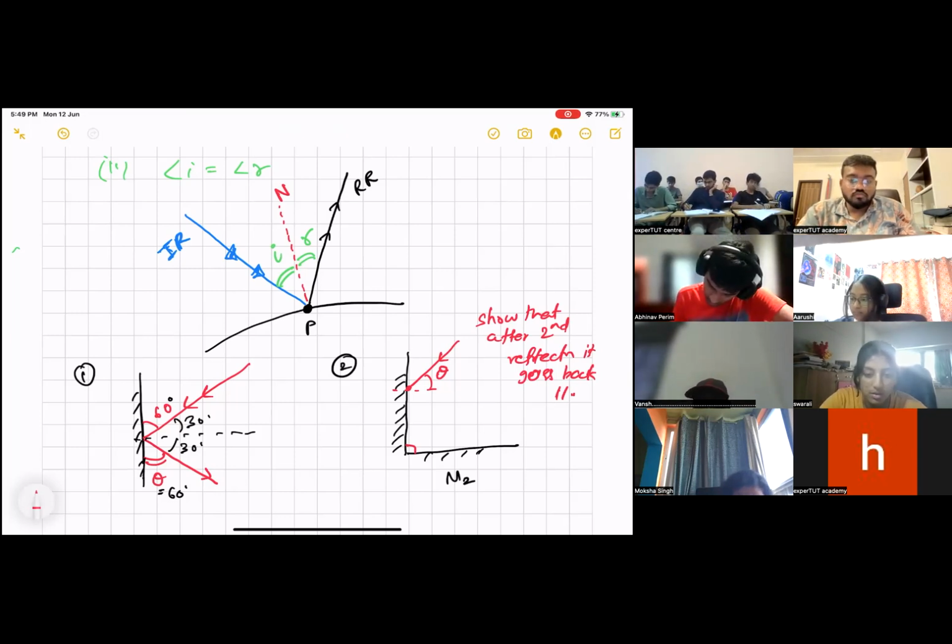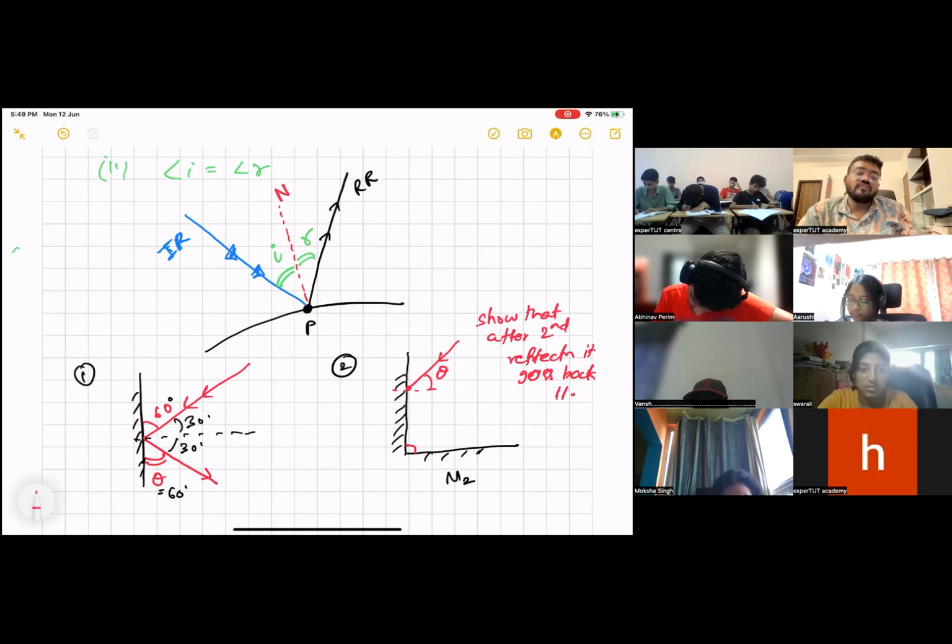Do we have to somehow calculate it, or should we just draw it? You draw, in the sense you make the diagram and then you show the angles. By the geometric property, you should be able to prove that the line which is reflected afterwards goes back parallel after the second reflection.